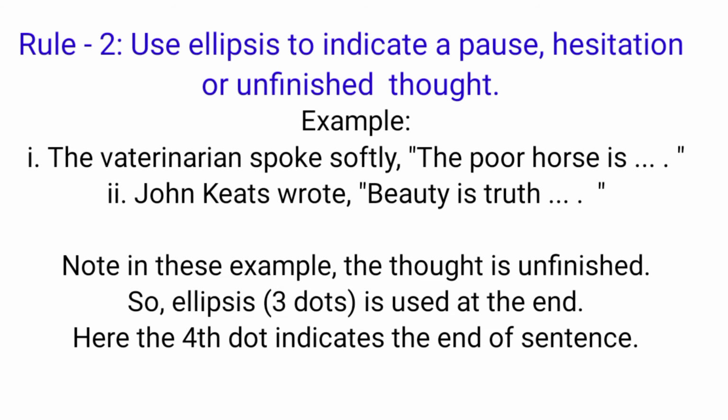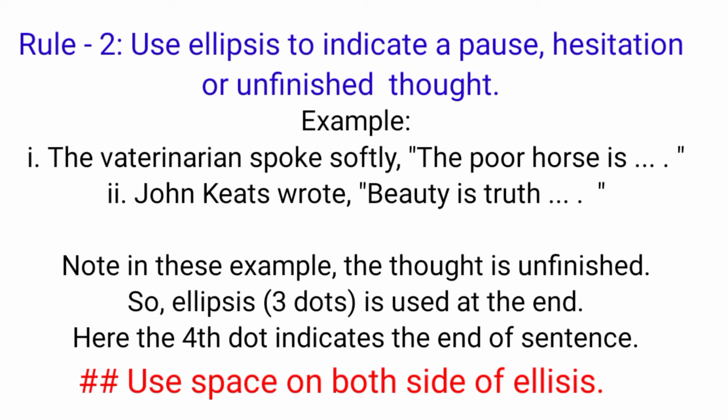Rule number 2. Use ellipsis to indicate a pause, hesitation, or unfinished thought. Example: The veterinarian spoke softly. The poor horse is ... John Keats wrote, beauty is truth ... In this example, the thought is unfinished. So, ellipsis, that means 3 dots, is used at the end. Here, the 4th dot indicates the end of the sentence. Note, use a space on both sides of the ellipsis.